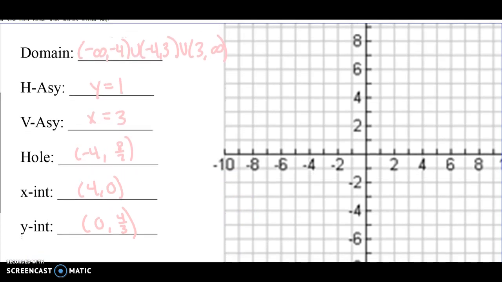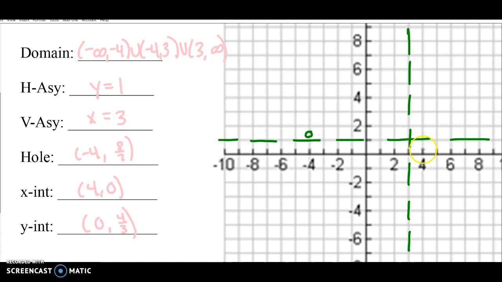Okay, so now comes the part of graphing it. Remember, we want to start by putting our asymptotes on there. It's just easier to have those as a guideline. X equals 3. Now where I have a hole at negative 4, 8/7, I'm going to actually put a hole there. So I have negative 4, 8/7, so I'm going to put a hole right about there.